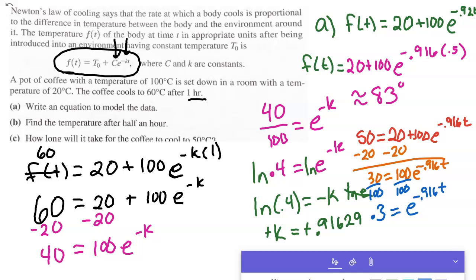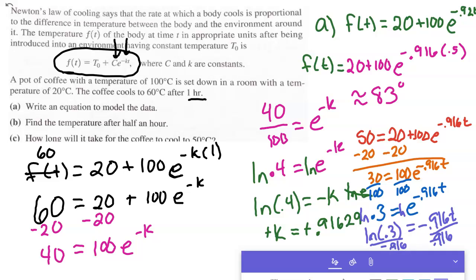And then you would natural log both sides. So you'd have a natural log here, you'd have a natural log there. And you get natural log of 0.3 equals negative 0.916 t. And again, ln e is 1. So then you just divide by negative 0.916. Supposed to be a decimal there. Negative 0.916. And that will give you about 1.3 hours.